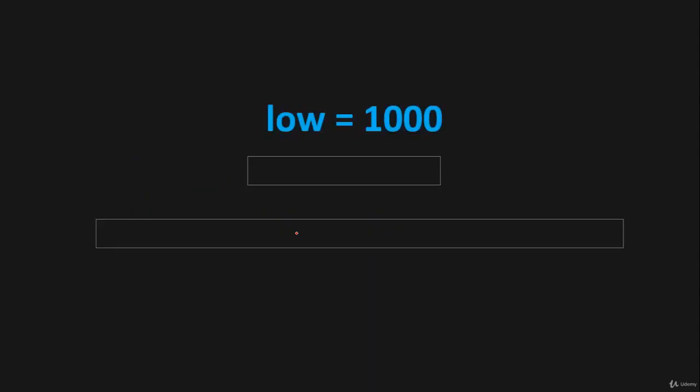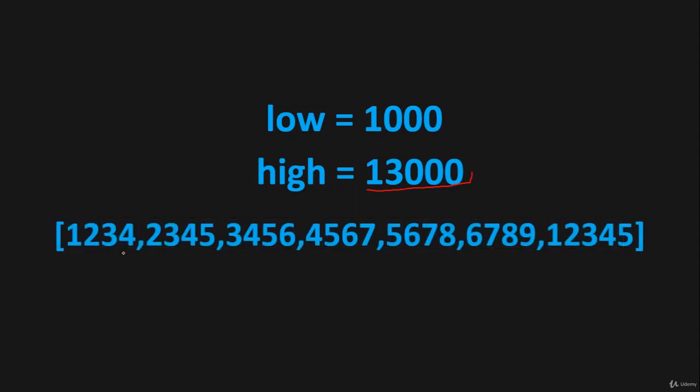If you are given low equals 1000 and high equals 13,000, then we have to return this list. 1 2 3 4, this is greater than low 1000, 2 3 4 5, 3 4 5 6, 4 5 6 7, 5 6 7 8, 6 7 8 9, these are all greater than 1000, and we have here 1 2 3 4 5, and this is less than 13,000.